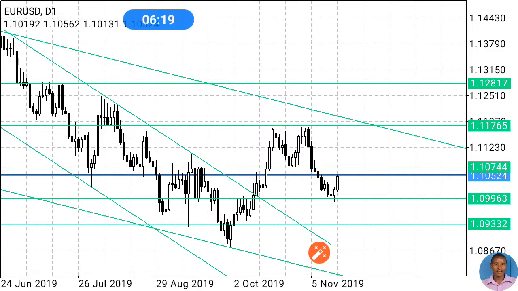Okay, as you can see, what happened from Thursday and Friday candlestick.